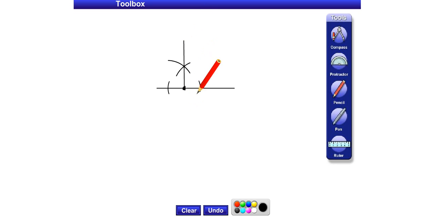These are going to be the legs of our right triangle. So once you have the legs, you can copy the segment length to draw the sides. Take the point of your compass and put it on your original starting point where your right angle is. Then you're going to draw an arc on both legs.